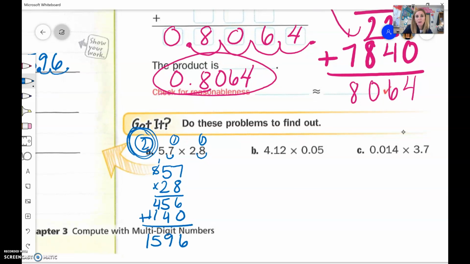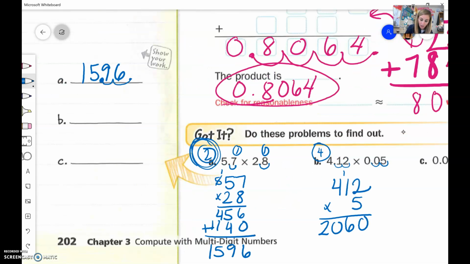Okay, let's take a look at this next one. So 4 and 12 hundredths, move it over 1, 2. So there's 2 there, 1, 2. So a total of 4 places, because I moved it out 2 there and 2 there. So I really have 412 times 5, since I moved that decimal point out. 5 times 2 is 10. 5 times 1 is 5, plus 1 is 6. 5 times 4 is 20.